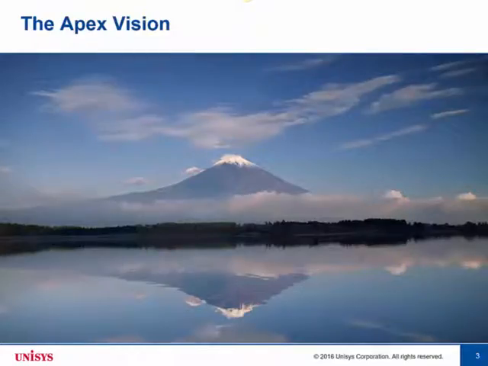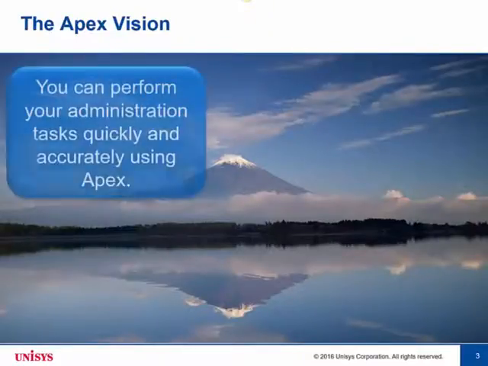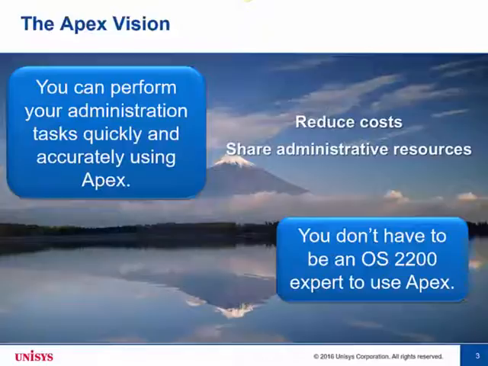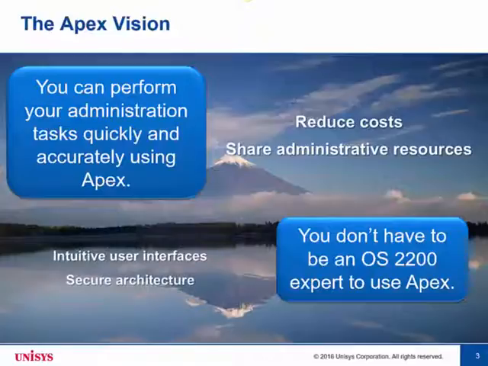Apex consolidates administrative tasks that have traditionally been performed using various utilities and processes, and it does so in a way that helps you perform your administrative tasks quickly and accurately. One goal of Apex is to simplify the administration of the OS 2200 system to the point that you don't have to be an OS 2200 expert to use Apex. This will let data centers reduce costs by using shared administrative resources across the heterogeneous data center. Intuitive user interfaces in a secure architecture help make both experienced and new administrators more productive.